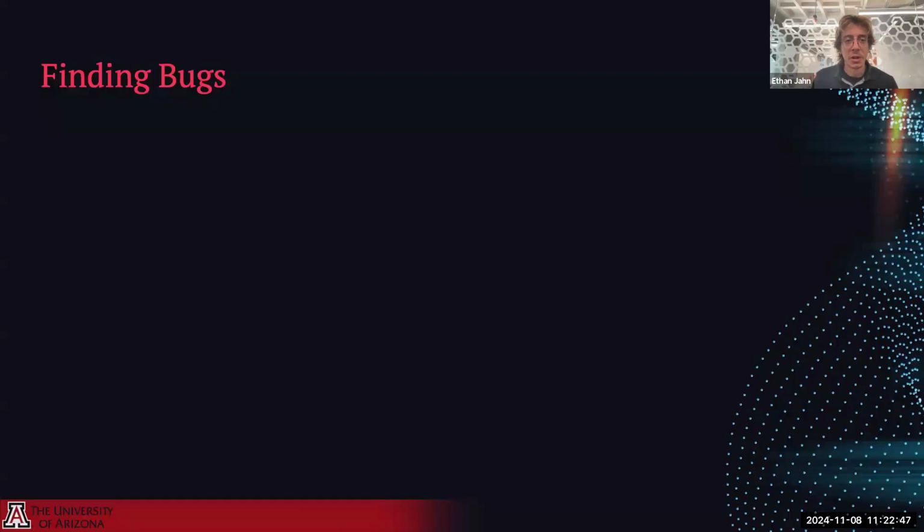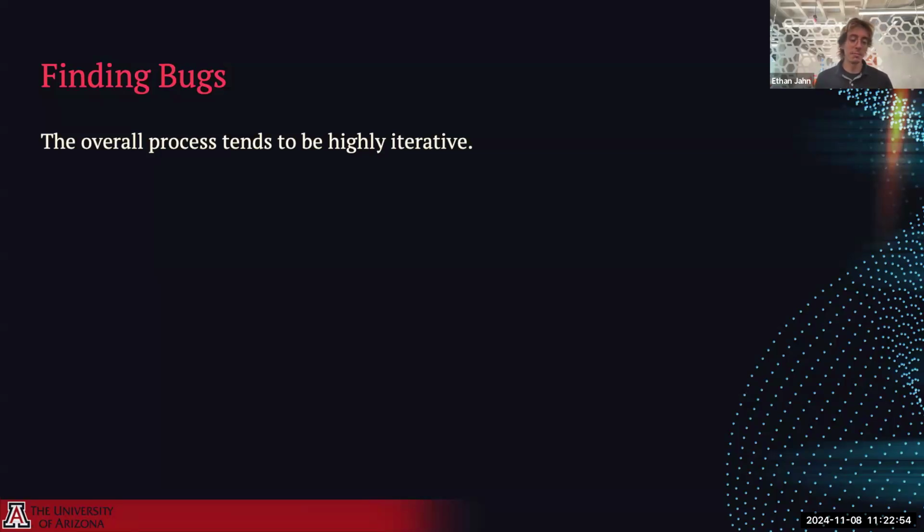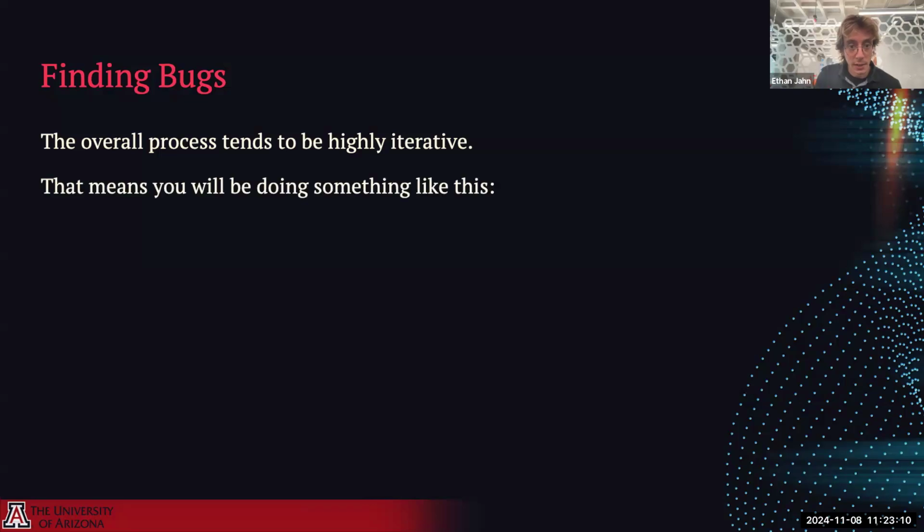More things for debugging. The overall process does tend to be highly iterative, which means make a little change, run the program again, make a little change, run the program again. It's important to have patience. It's important to realize that this is just how it goes. And even if you don't find it on your first try, it's a scavenger hunt, right? So be patient and be persistent, and you will find it.